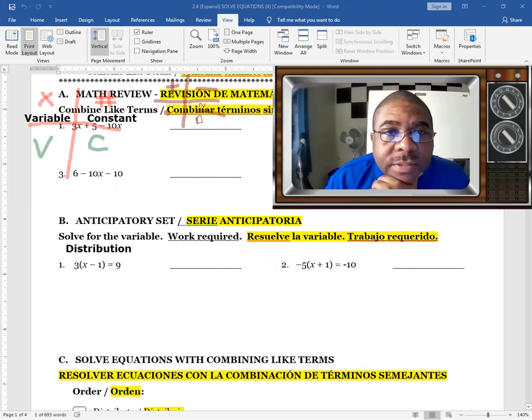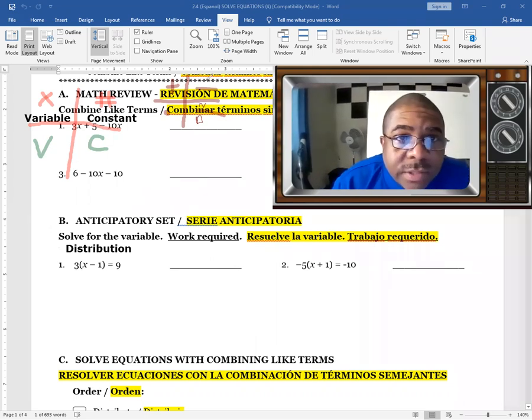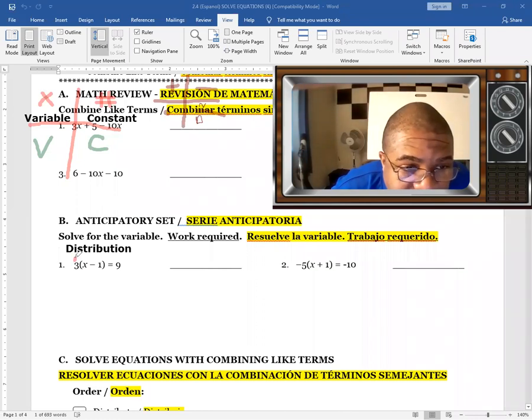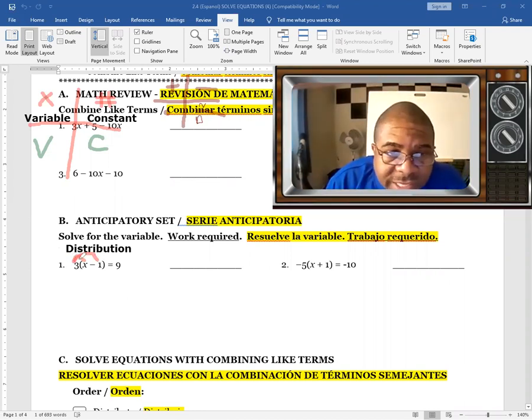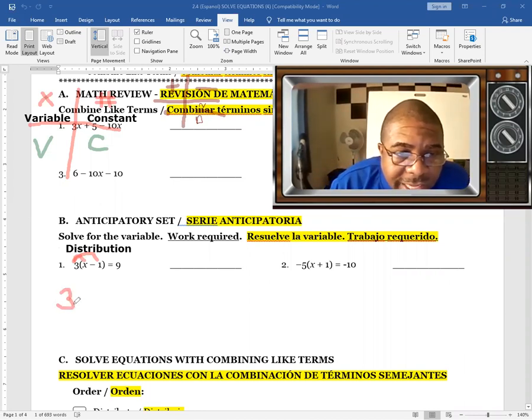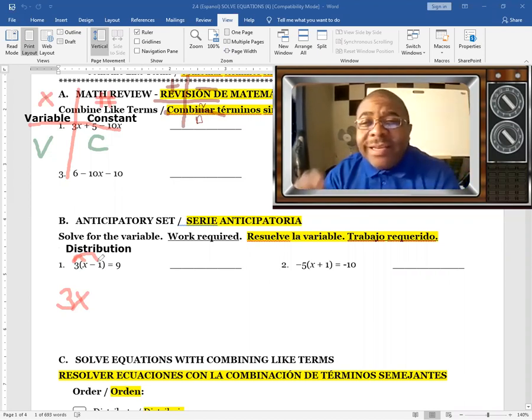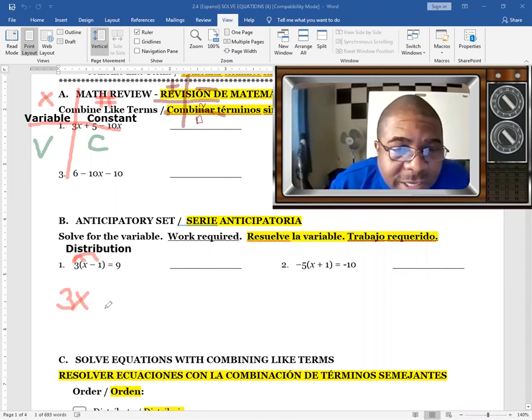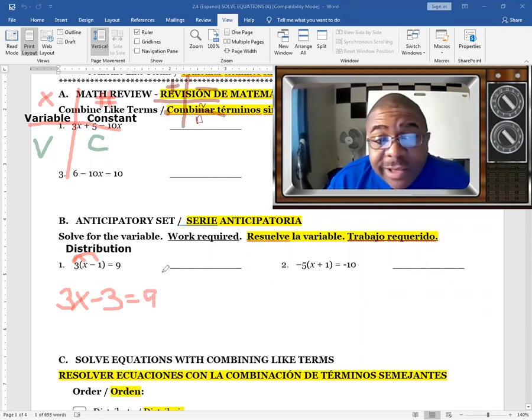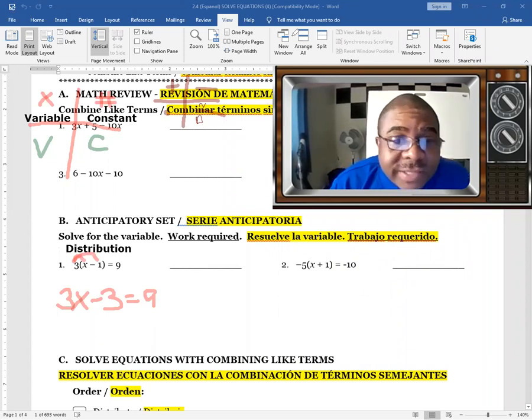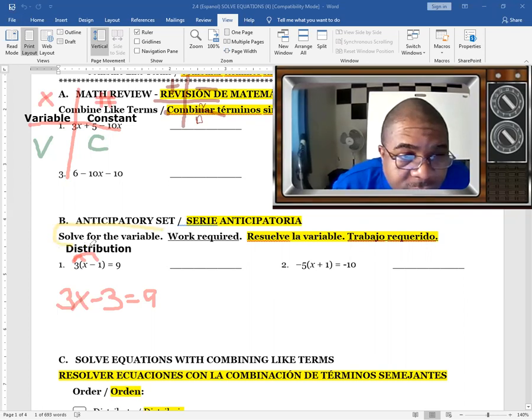So let's distribute. What we're going to do is distribute the 3 to the 2 things, in this case, that are inside of the parentheses. So 3 times x would be 3x, and 3 times negative 1, if you use your handy dandy calculators, you'll find that 3 times negative 1 is negative 3. Equals 9.